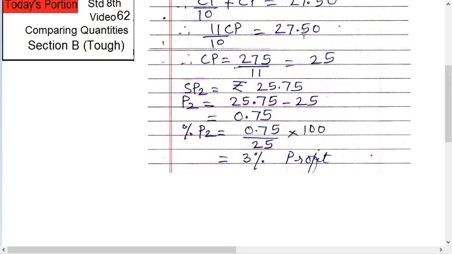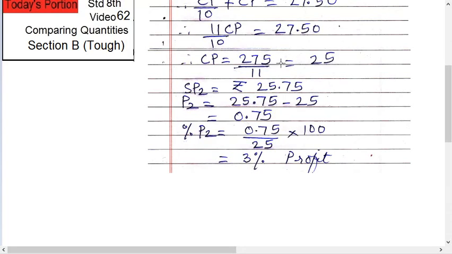27.5 into 10, it becomes 275 upon 11. 11 ones are 11 and 11 25s are 275, right? 2s are 2 and 5s are 5. So cost price equals 25. Okay. Now you know the cost price. Right? Getting it? See this problem again.